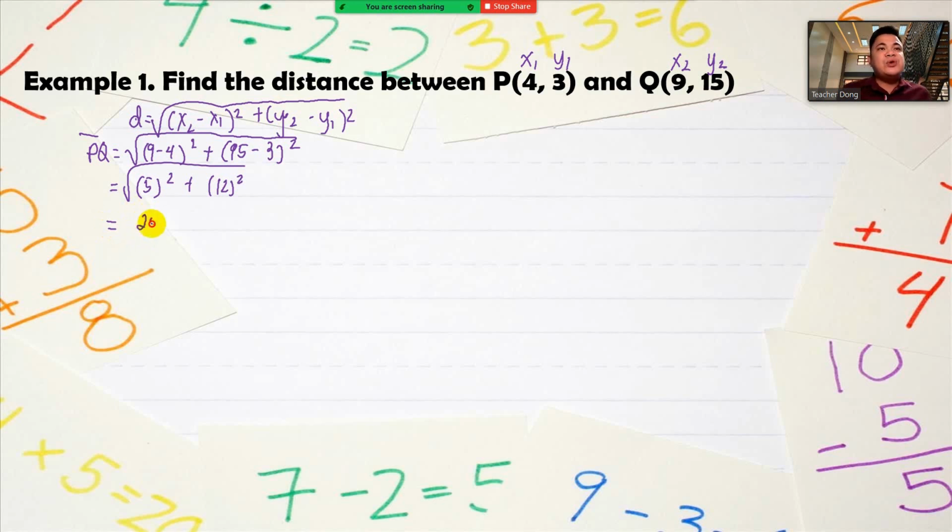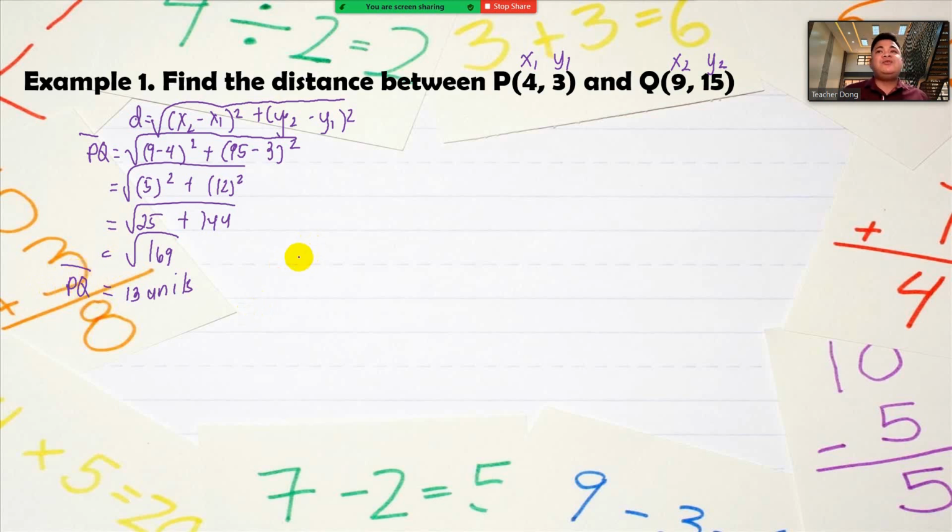So 5 squared is 25, and then 12 squared is 144. Then 25 plus 144 is 169. Then extract the square root, the square root of 169. Since 169 is a perfect square, the answer here is 13 units. So the distance between point P and point Q is 13 units.